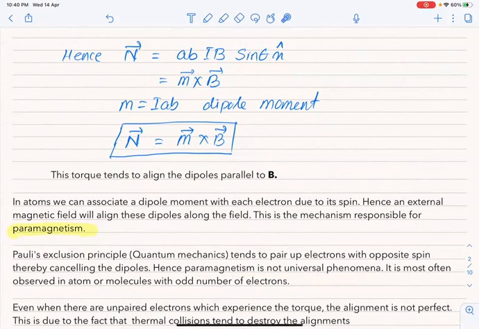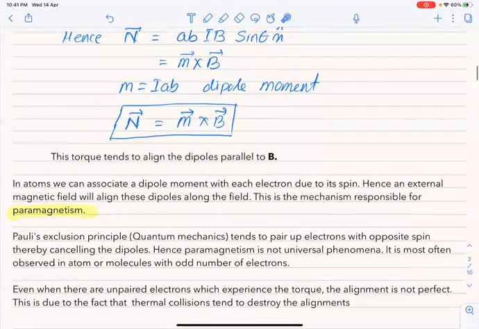It is most often observed in atoms or molecules with an odd number of electrons. When I say an odd number of electrons, it means you will have some unpaired electrons, and those electrons will be responsible for the paramagnetism.